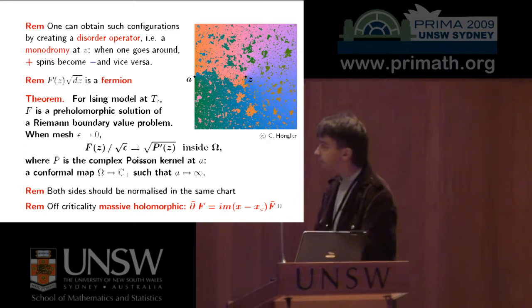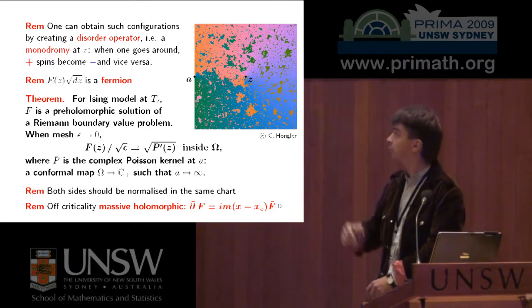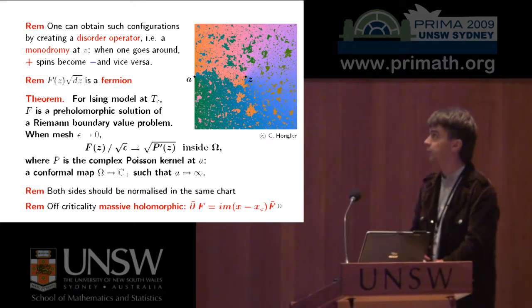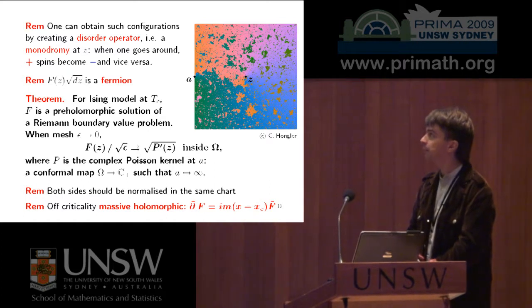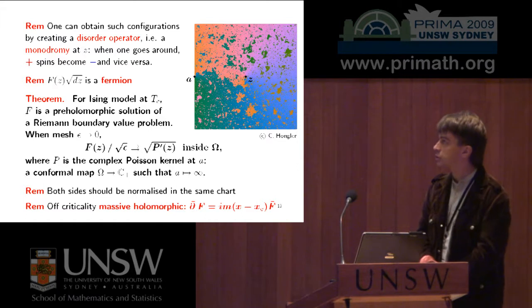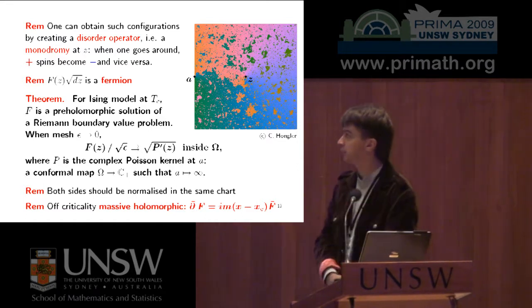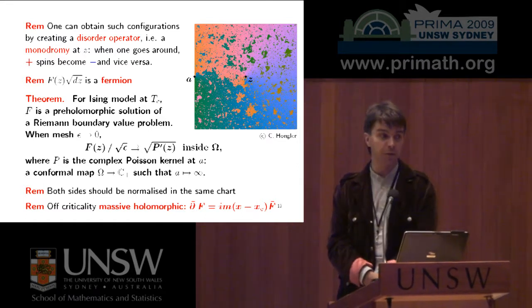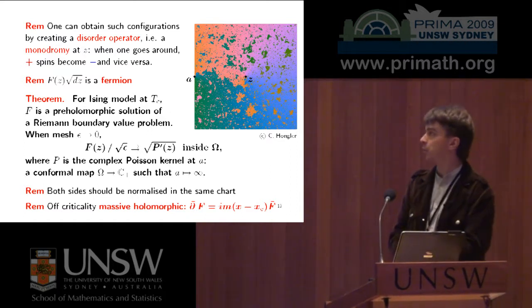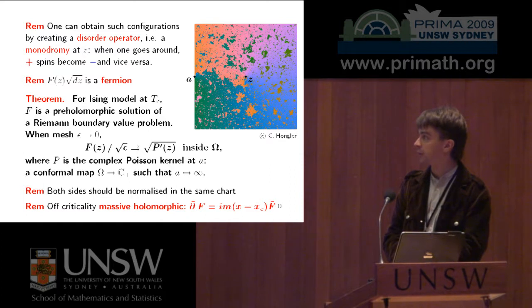But maybe this is physically a more logical way to look at it. This is what physicists would call a vertex operator or disorder operator. So for the Ising model at critical temperature, this function f of z as defined before turns out to be discrete holomorphic. It solves a Riemann boundary value problem. I'll come in a second to what that is.